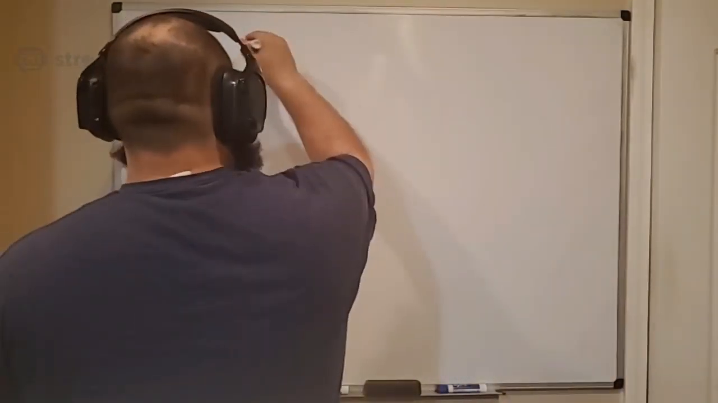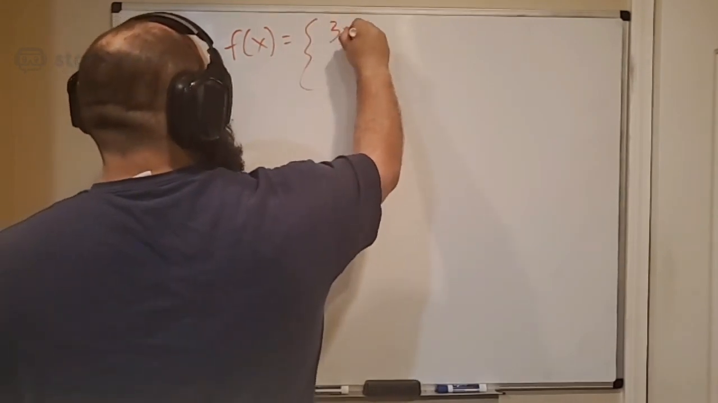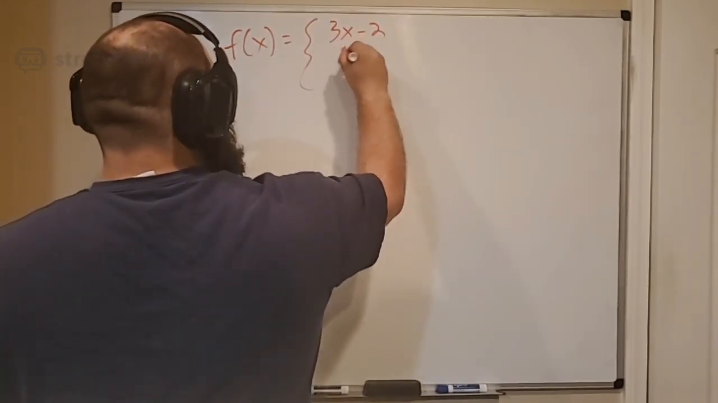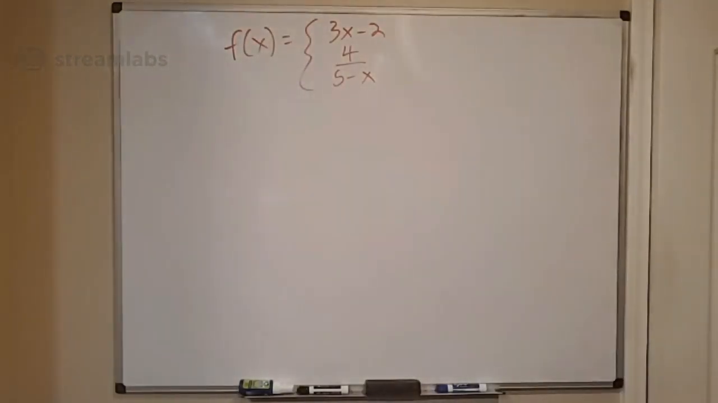And then C, obtain expressions to define the function f inverse, giving also the set of values for each expression. Okay, that I will need to work. So it's 3x minus 2, 4 over 5 minus x. What was this one? The domain negative 1 to 1, and 1 to 4.